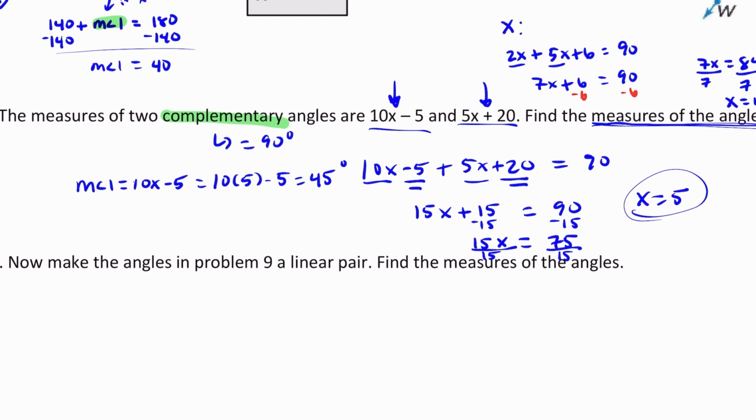And then the measure of angle 2 is 5x plus 20. I equal that to 5 times 5 plus 20. So 5 times 5 is 25. 25 plus 20 is 45 degrees. And those are your two answers.